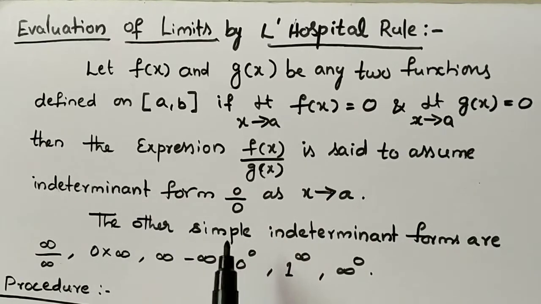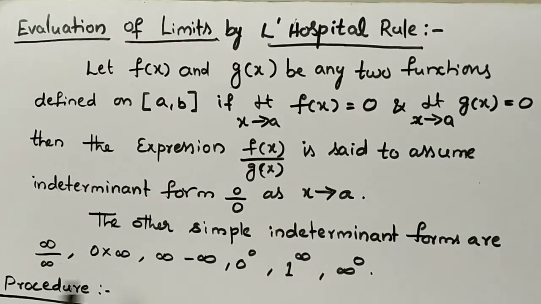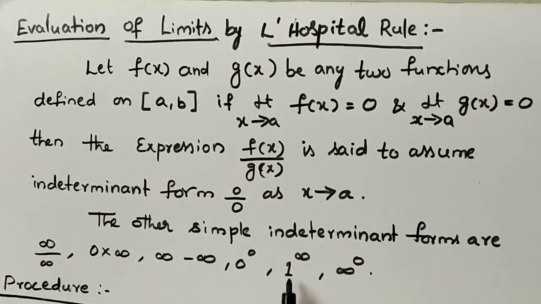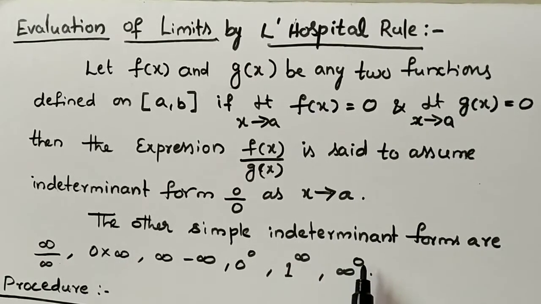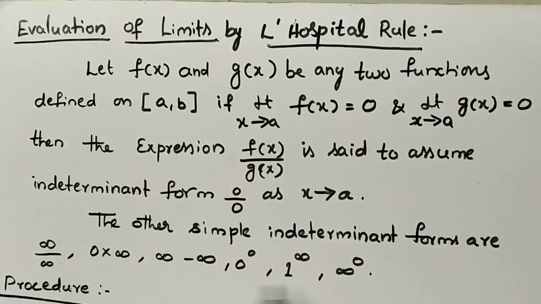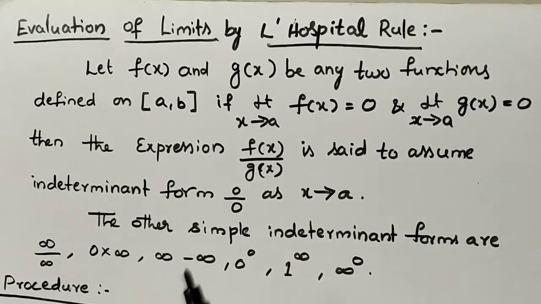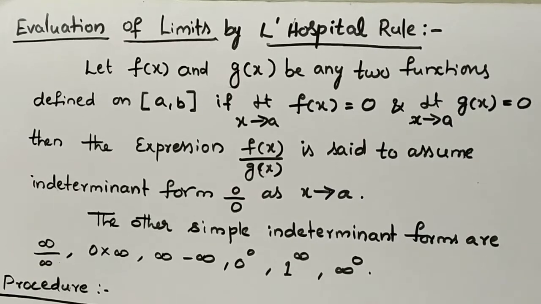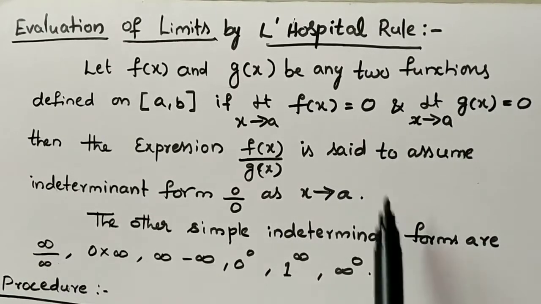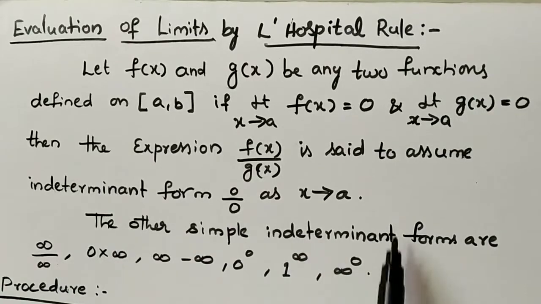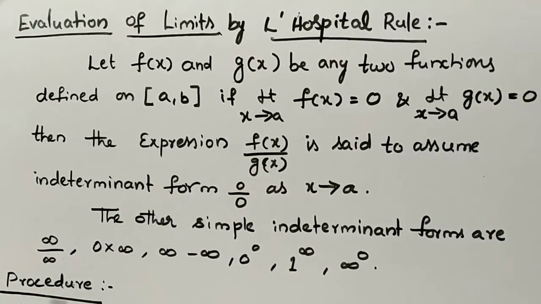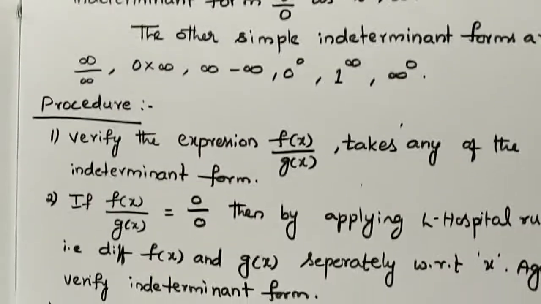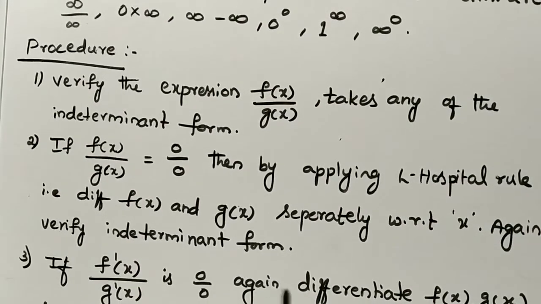Generally we get 0 by 0, but there are still different indeterminate forms. They are infinity by infinity, 0 into infinity, infinity minus infinity, 0 to the power of 0, 1 to the power of infinity, and at last infinity to the power of 0. These are the different forms. Now we will see how to find the limit of the function when it reduces to these indeterminate forms. Let me explain the procedure.